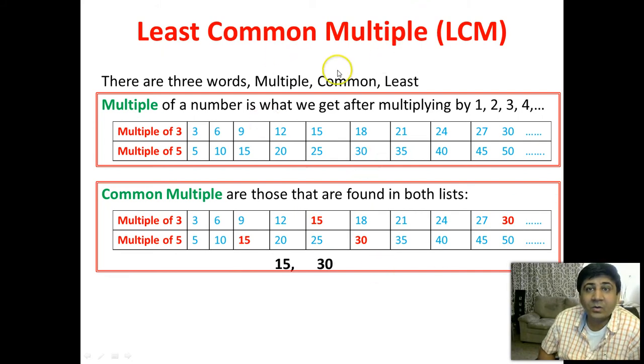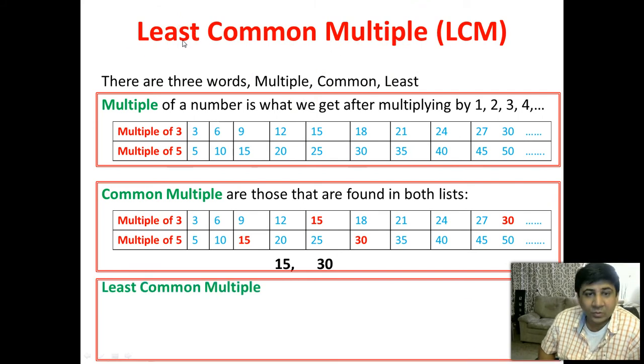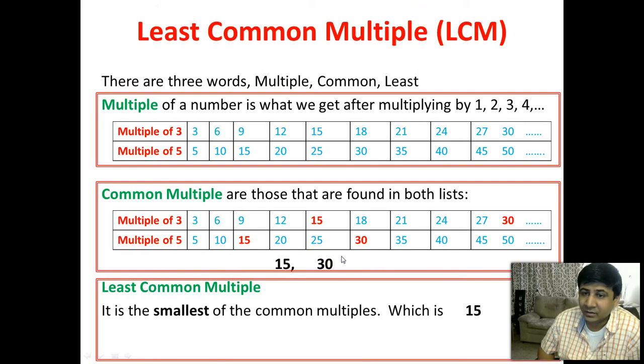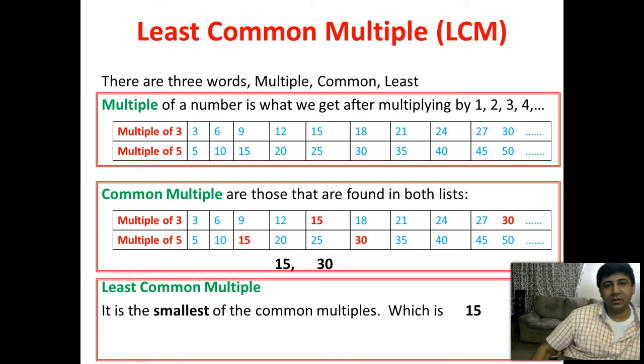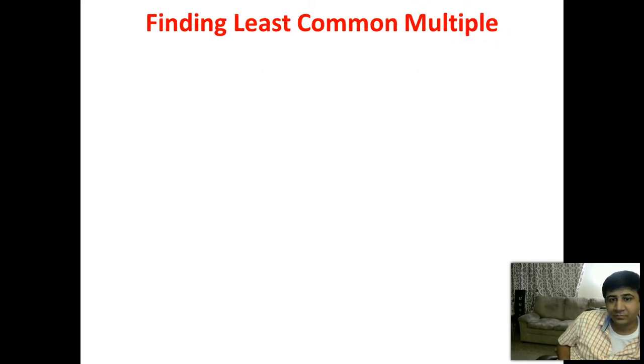Now let's talk about the last portion here. The least common multiple: if you have a list of multiples and a list of common ones, you pick the smallest of the common ones, which is 15 here. So you see what it means. Basically we are looking for a multiple, then a common multiple, and then the smallest of those. The smallest of the common multiples.